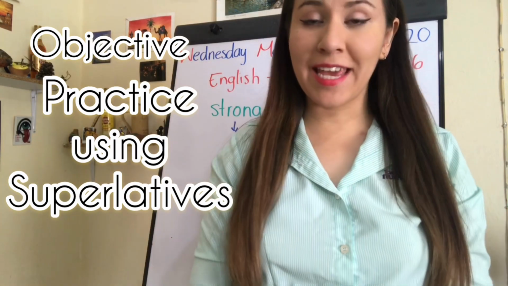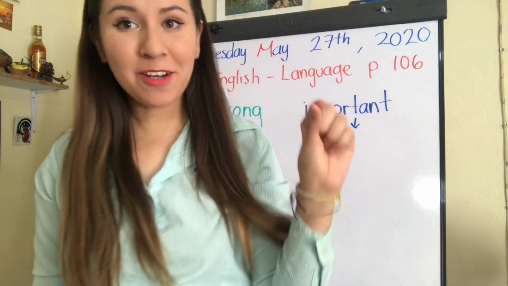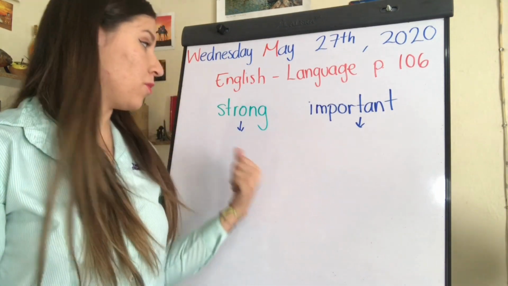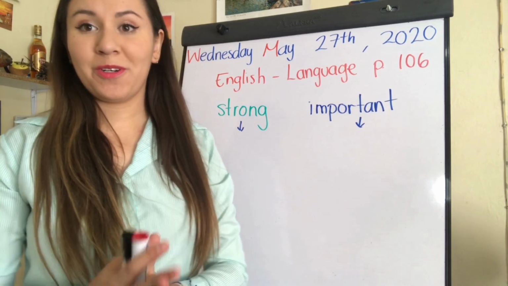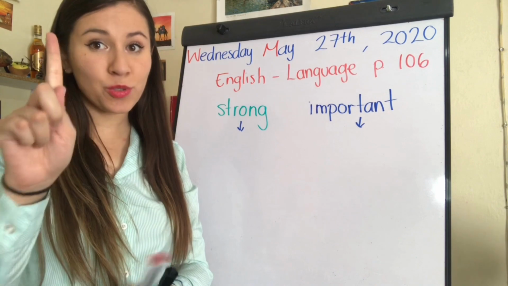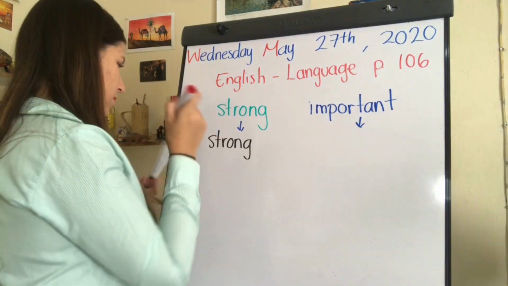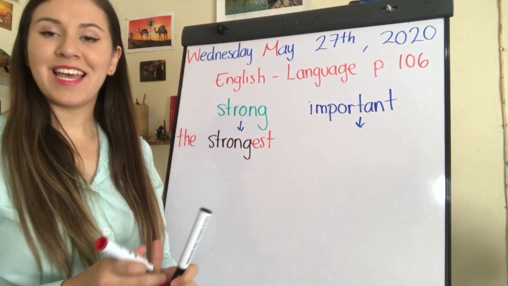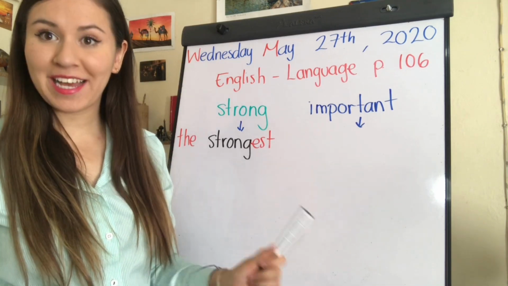The objective of today is to practice using superlatives. So I hope you remember a little bit of this topic. In this case, I have two adjectives. One of them is strong and the other one is important. I'm gonna start with the first one, strong. It has just one syllable, strong. So we have to say the strongest. In this case, this boy is the strongest.